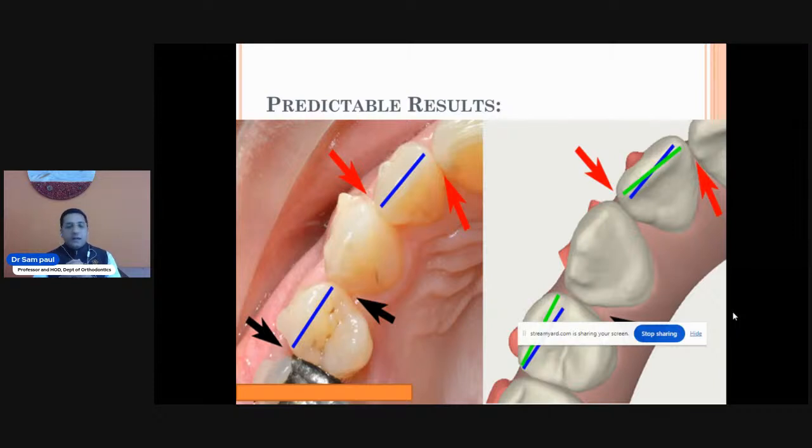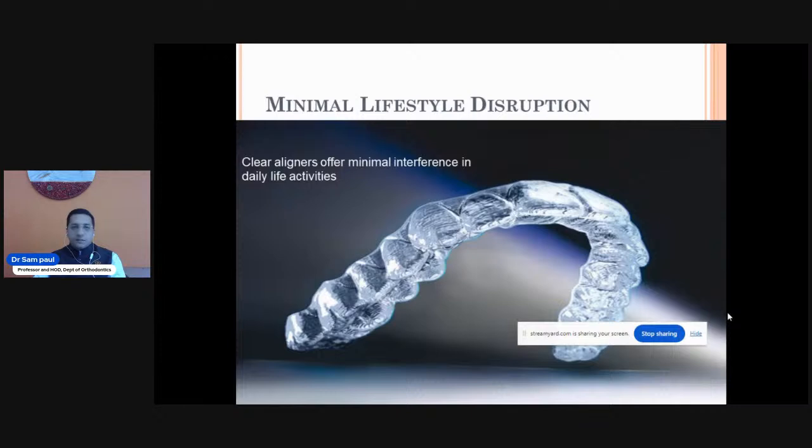Through a series of aligners, each slightly adjusted from the previous one, the teeth gradually shift into their desired position. Minimal lifestyle disruption.